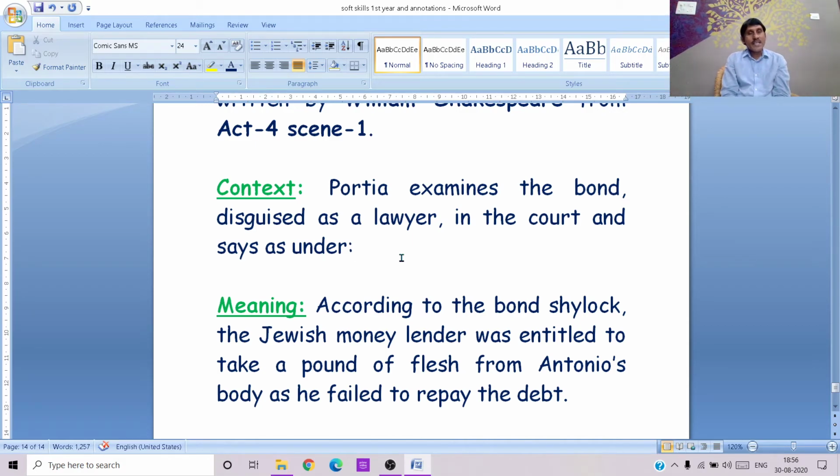According to the terms and conditions of the bond, the moneylender, who is that, Shylock, keeps two conditions. The first condition is that the amount of money should be returned in 6 months. If he fails to return the money in 6 months, the moneylender, that is Shylock, is entitled to take 1 pound of flesh from his body. Okay, that is the condition.